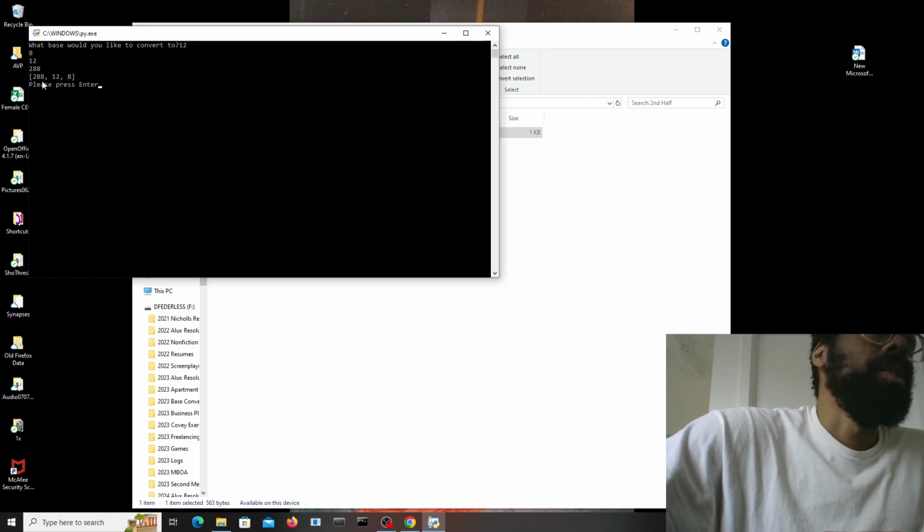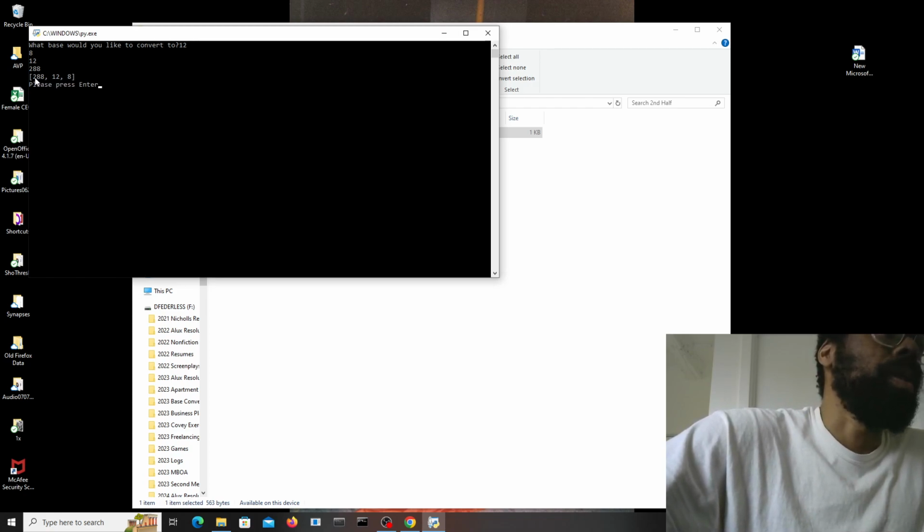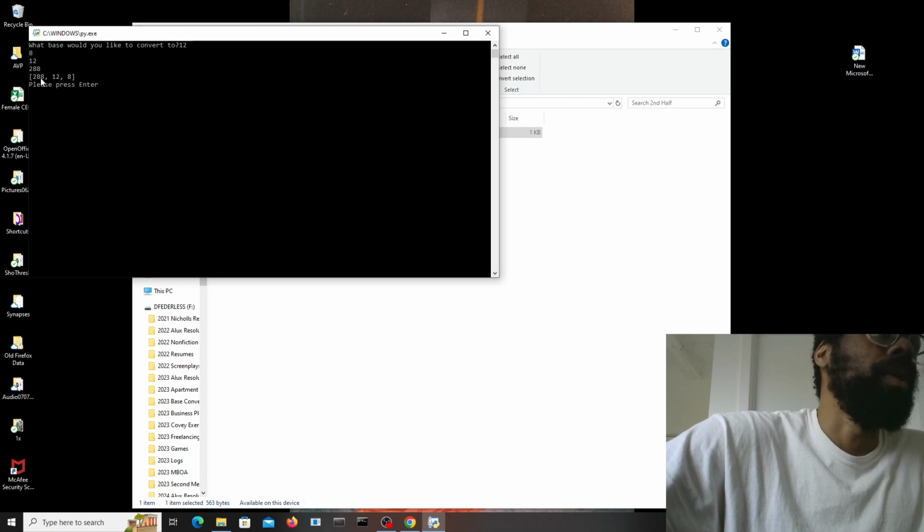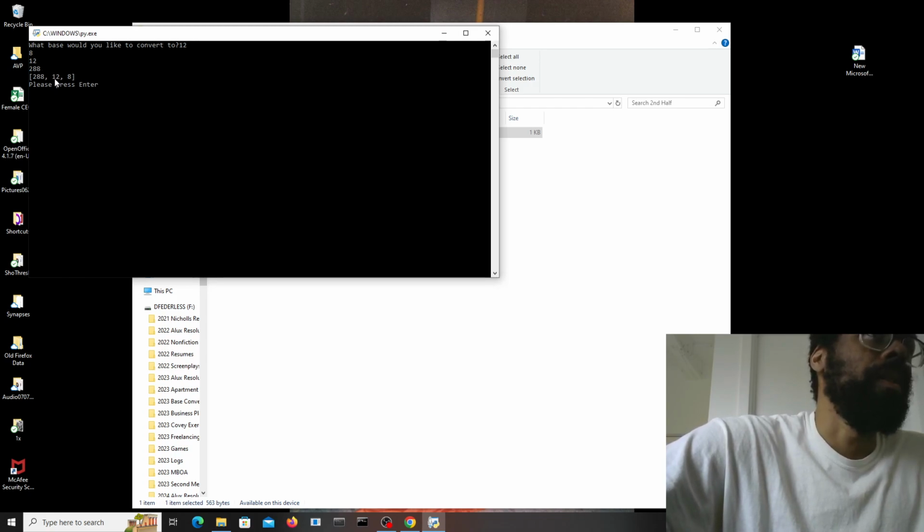So this is the squared base. This is the square power. So 12 squared, the base is 12. So 12 squared is 144, times 2 is 288. So this is correct for the hundreds digit. For the tens digit, 1 times 12 equals 12. So that's correct for the tens digit.